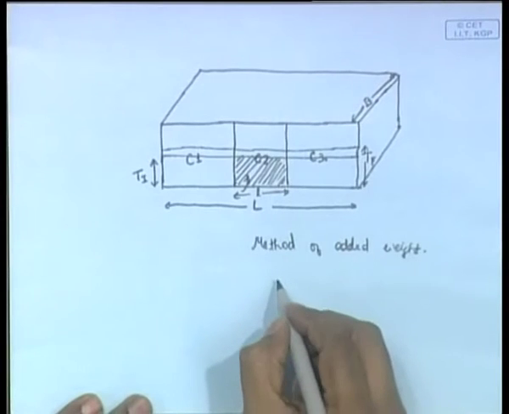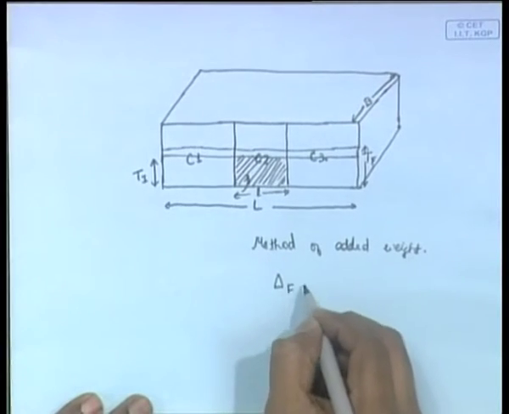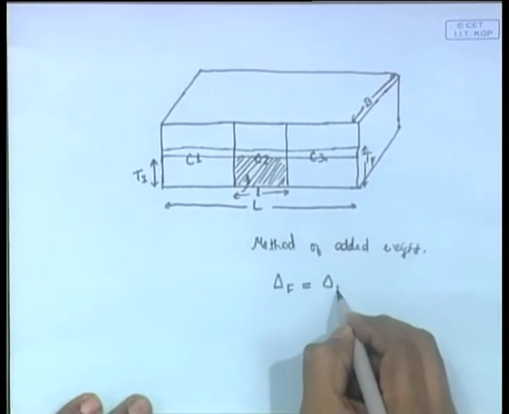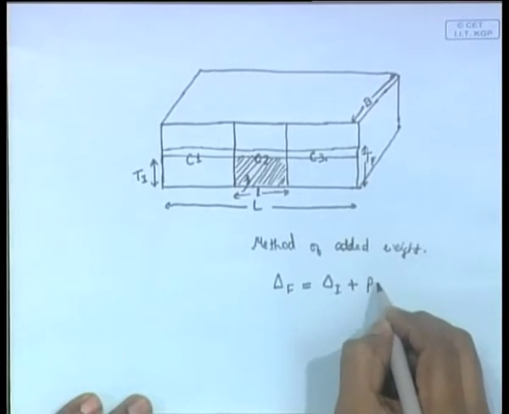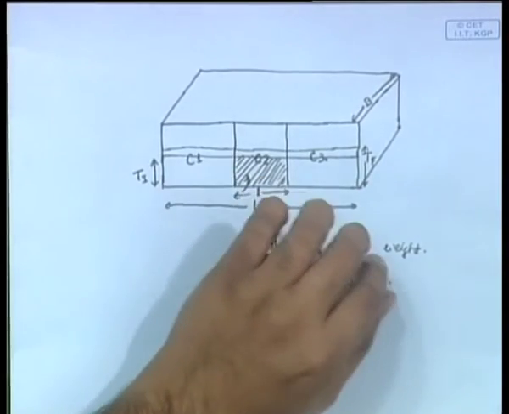Two methods of doing it, but in the method of added weight some things will change. For instance, you will get your new displacement: the final displacement will become the initial displacement plus the weight of water added. If V is the volume of water added and rho is the density of water, then rho into V will be the weight of water added, and so delta F will be delta I plus rho into V. So this will become the final weight of the ship.